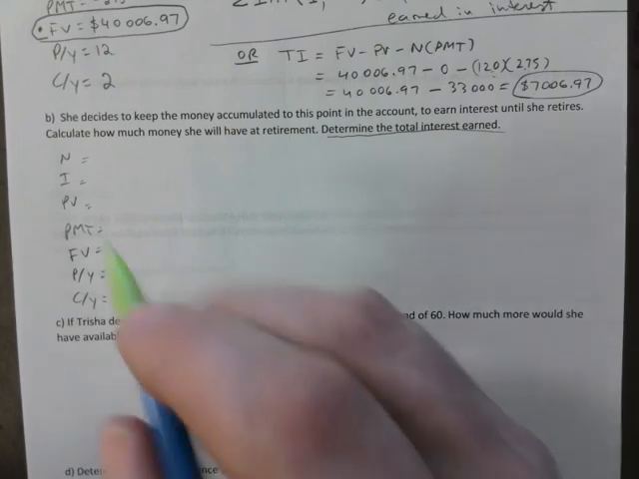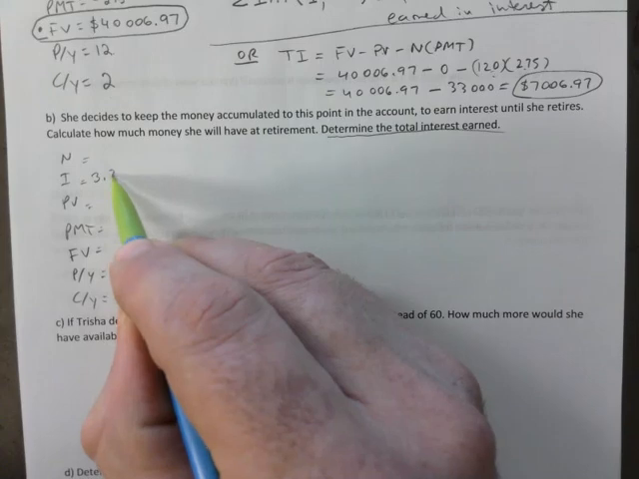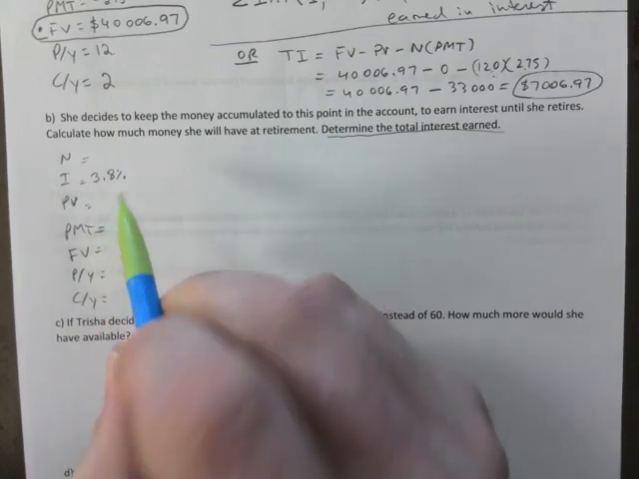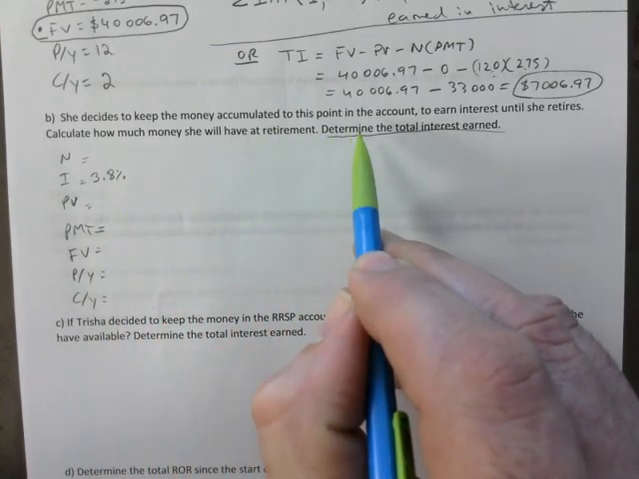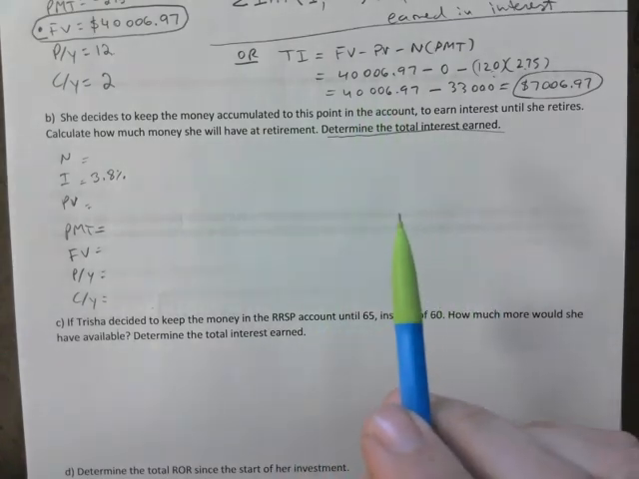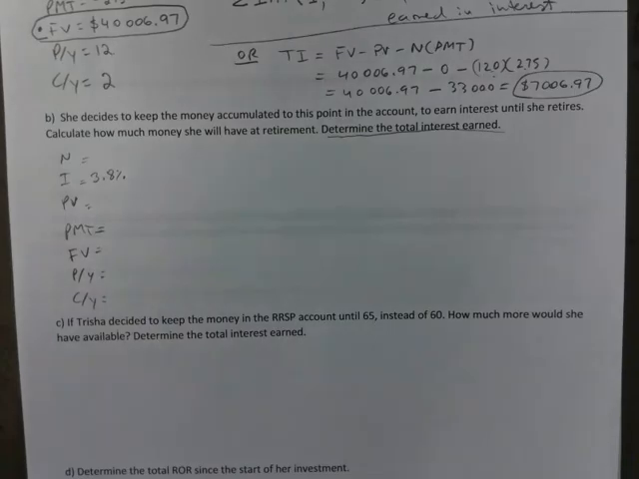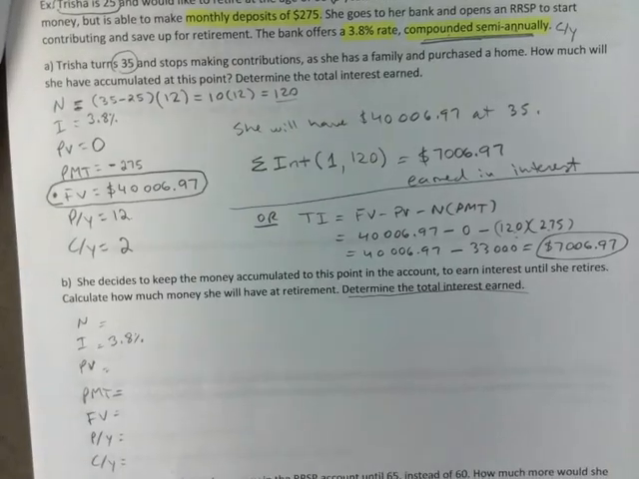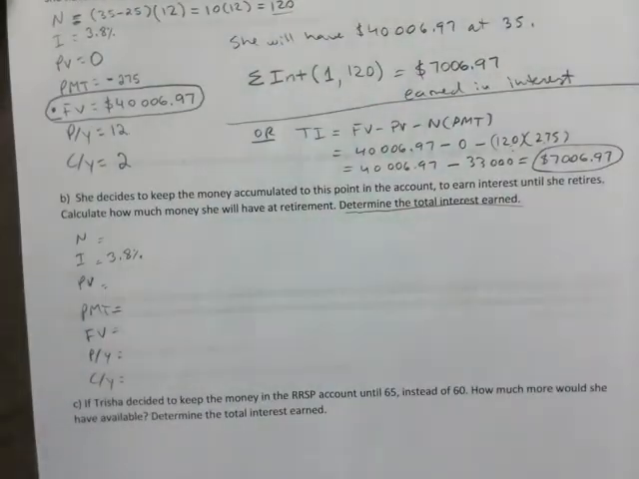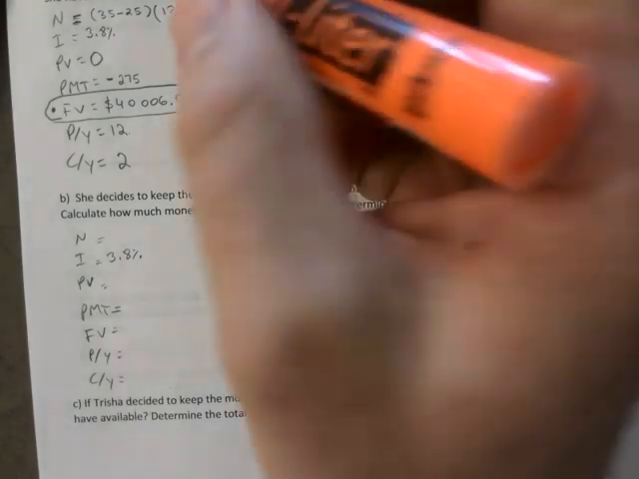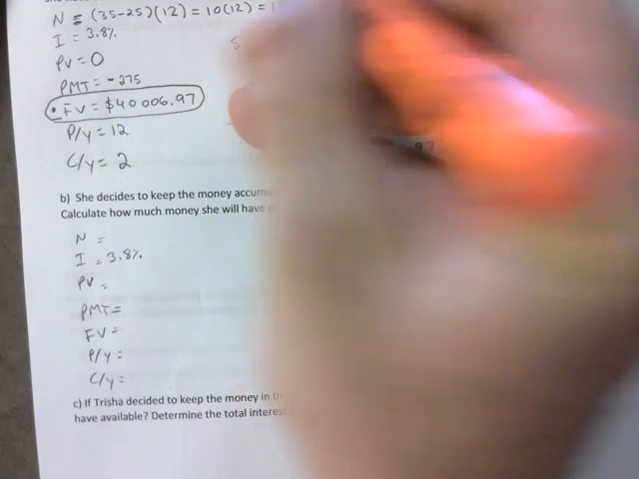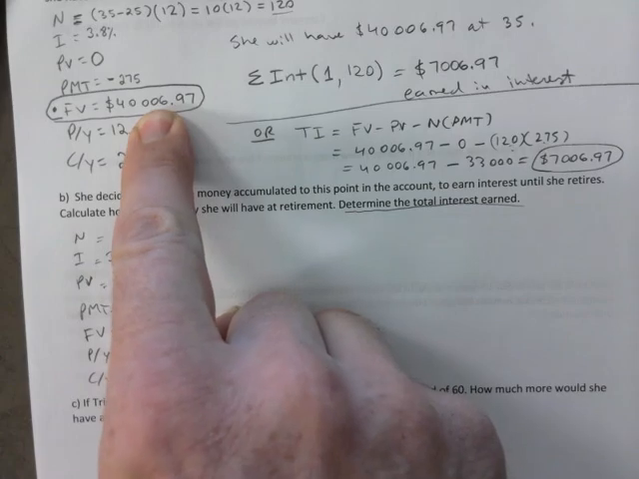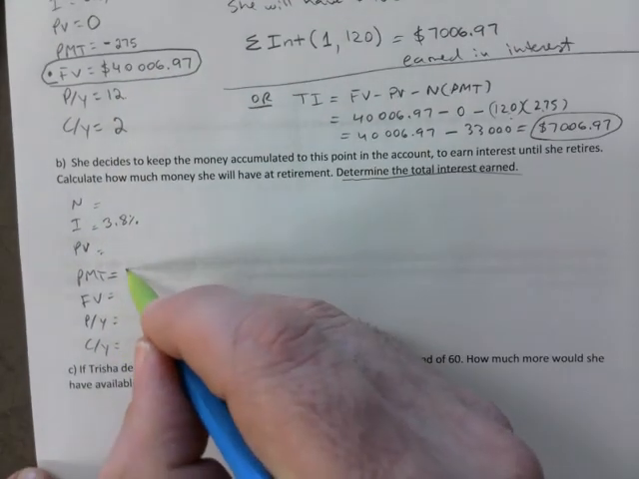Okay, interest hasn't changed. Not that we've been told. It's telling us that the payments stop, right? It says here, Trish turns 35 and stops making contributions. So I'm going to highlight that with a color. I'm going to pick orange. She stops making contributions. So from this point, once she accumulated 40,000, there's no more payments. So we know that payment is 0.